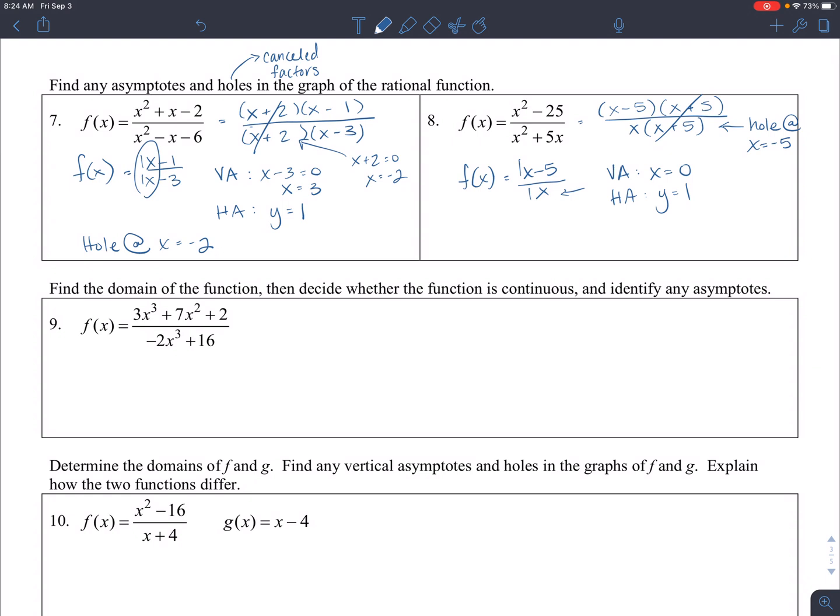A function is going to be continuous if you don't have any holes and you don't have any vertical asymptotes. So you always want to start by trying to factor, but unfortunately this one is not going to factor. You have to pay attention to the fact that there is no x term here, so it's not going to be factorable. So we're going to start by setting the denominator equal to 0.